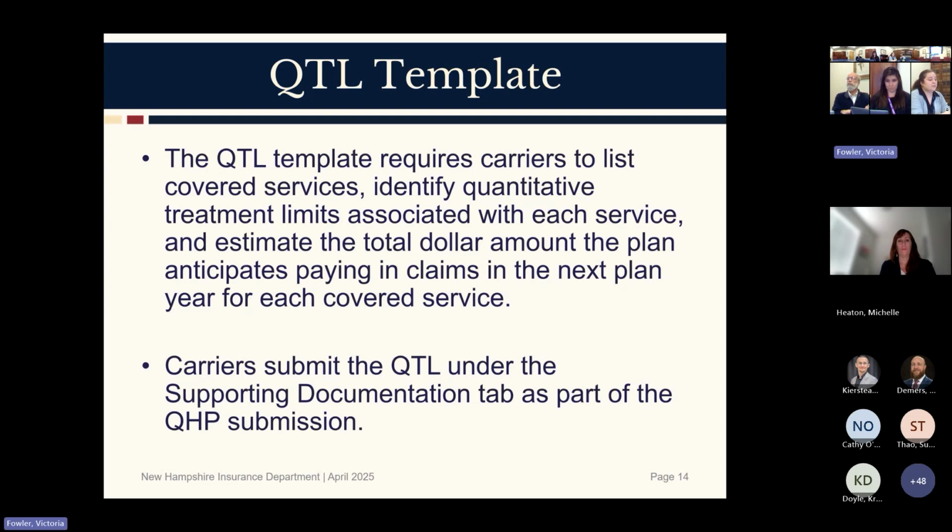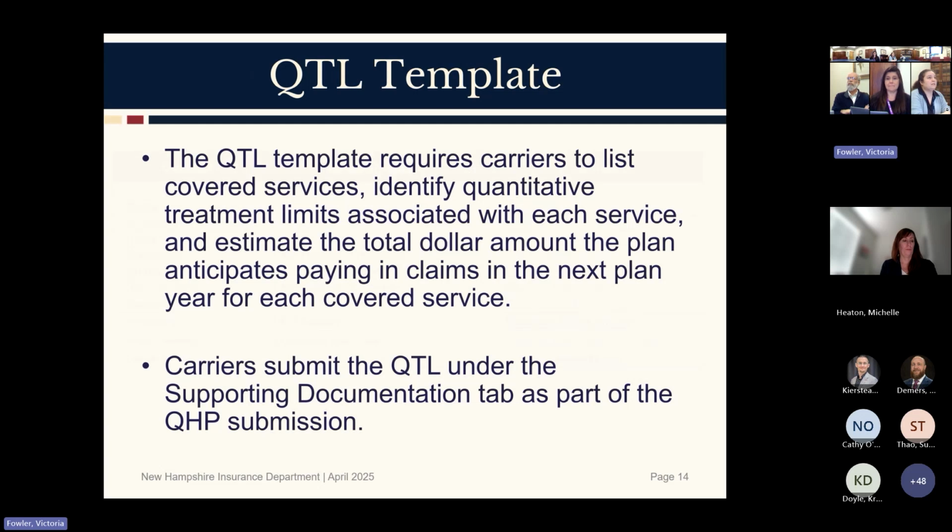Carriers will need to list covered services, identify quantitative treatment limits for each service, and estimate the total dollar amount the plan anticipates paying in claims in the next plan year for each covered service. The template includes all instructions and can be found and submitted via SERFF. This is a completely new template, so please feel free to reach out to us with any questions or concerns.